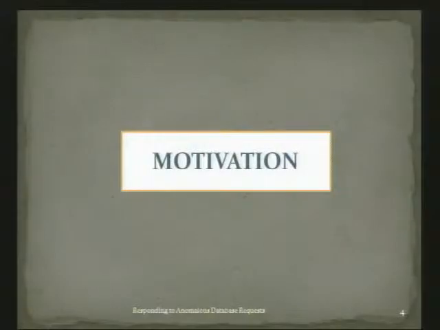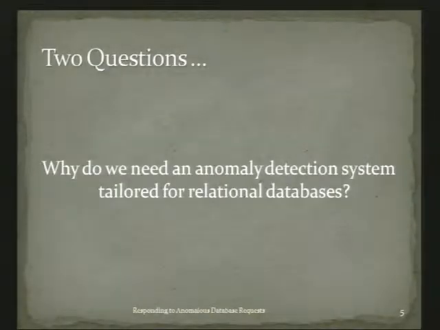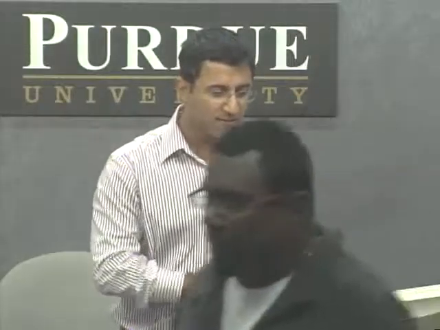So what is the motivation behind having this kind of thing? There are essentially two questions that will provide you with the motivation. First is, why do you need an anomaly detection system? And second is, why do you need it tailored for relational databases? I don't think I have a slide for why we need an anomaly detection system which is specific for relational databases, but maybe that will come up somewhere down the line in my presentation.